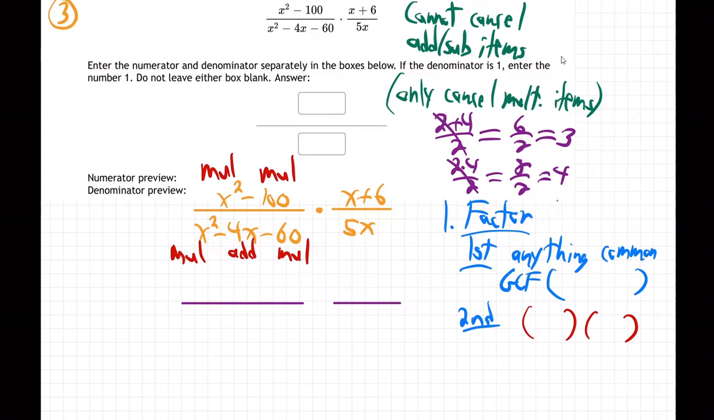So I'm just going to go, okay. So on the top, 2 parentheses. What multiplies to be x squared? X times x. What multiplies to be 100? 10 times 10. How do you get minus 100? 1 positive, 1 negative 10, huh? Plus 10 times minus 10 makes minus 100.